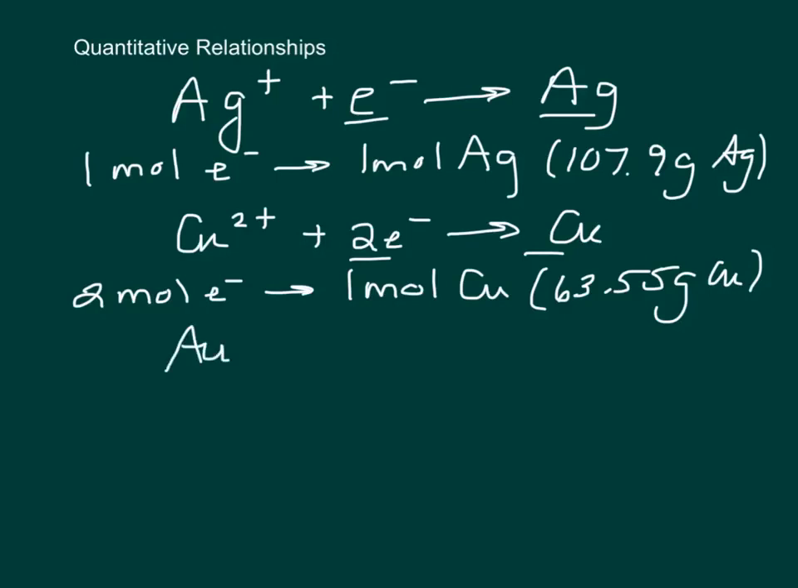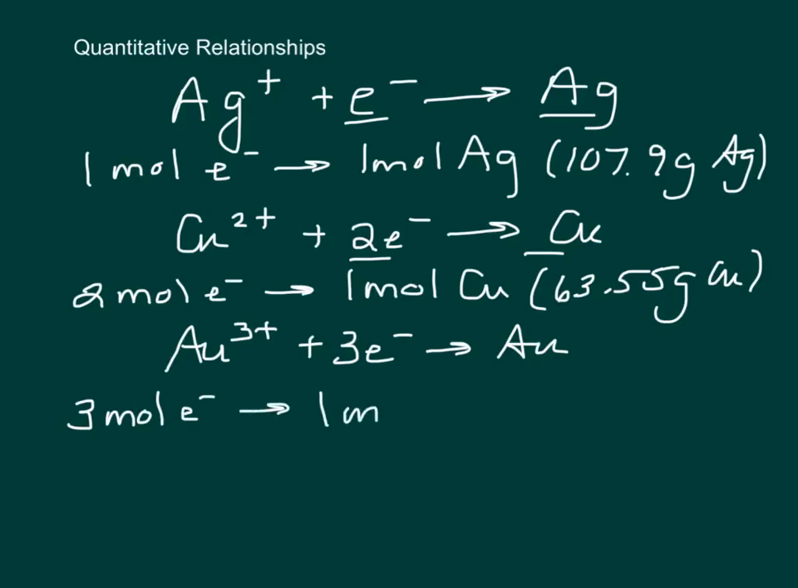What if I was trying to reduce gold 3 ion? If you look at that half reaction, hopefully you can guess that it's going to take 3 moles of electrons to make just 1 mole of gold, or 197 grams of gold. So it depends on the half reaction that we're talking about.